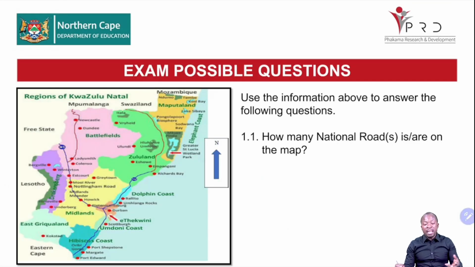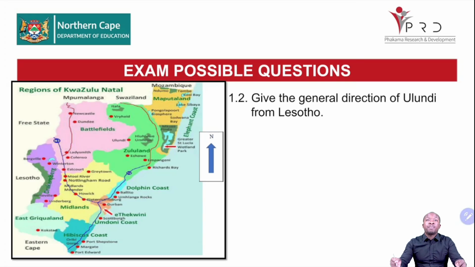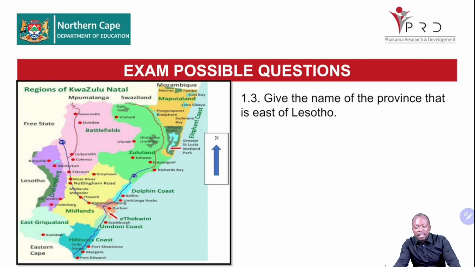So that takes us to the end of our exam tips. Let's look at some few questions here. They have given us a question and they are saying, use the information above to answer the questions. How many national roads are there on the map? So a national road is those with the letter N. So you're going to have to look closely and write your answers. Number 2, give the general direction of Ulundi from Lesotho. So if you are at Lesotho, where is Ulundi? That's the question.